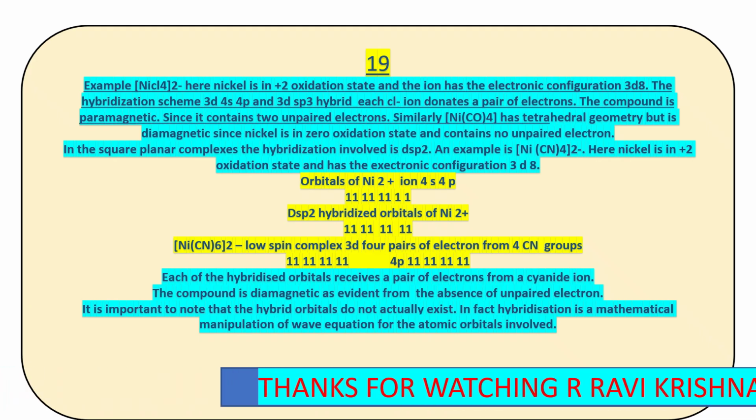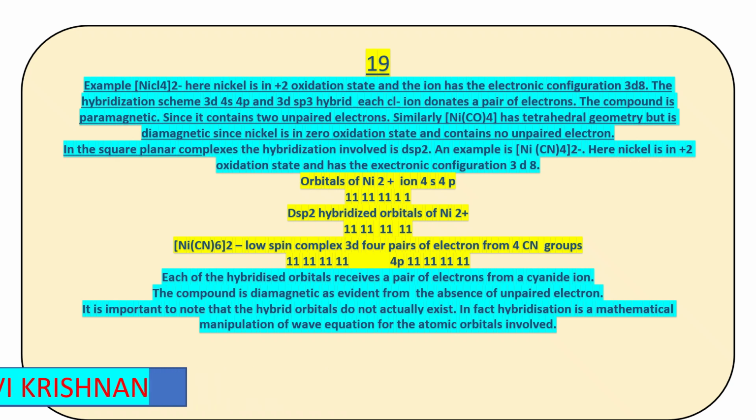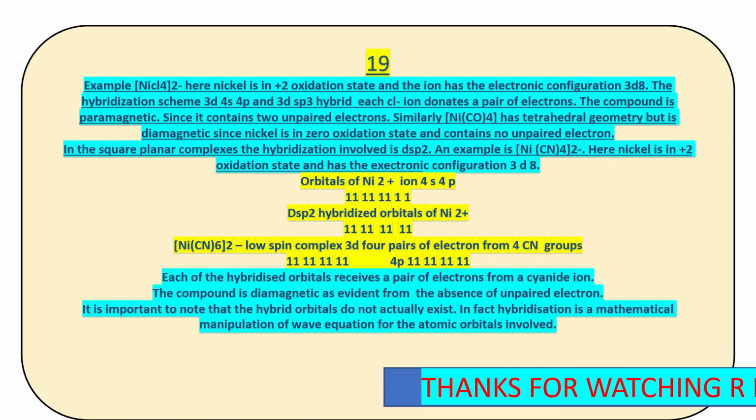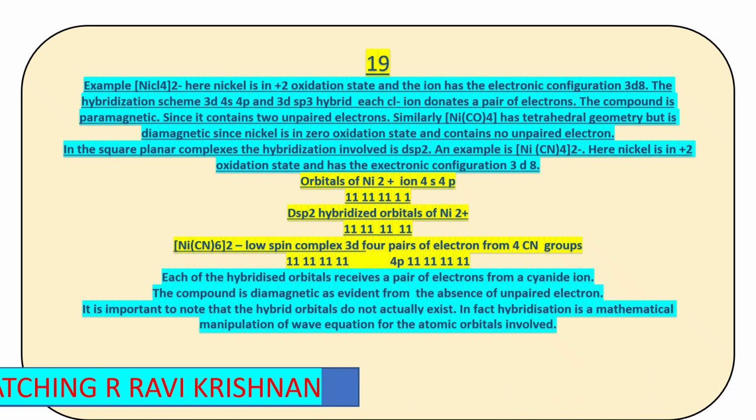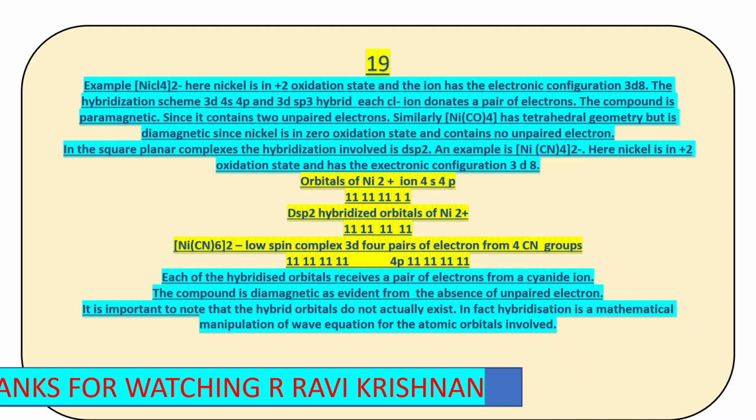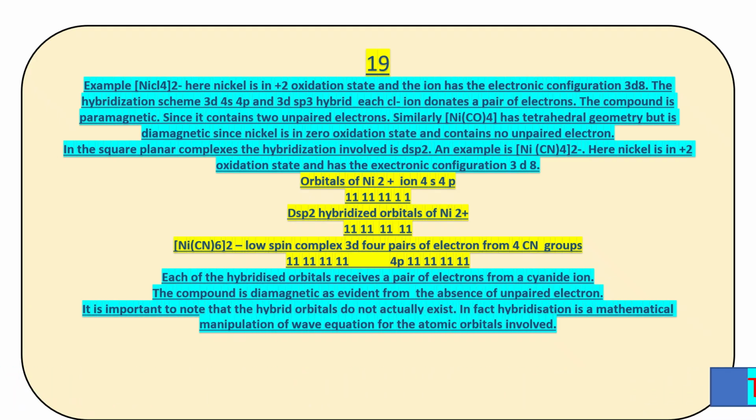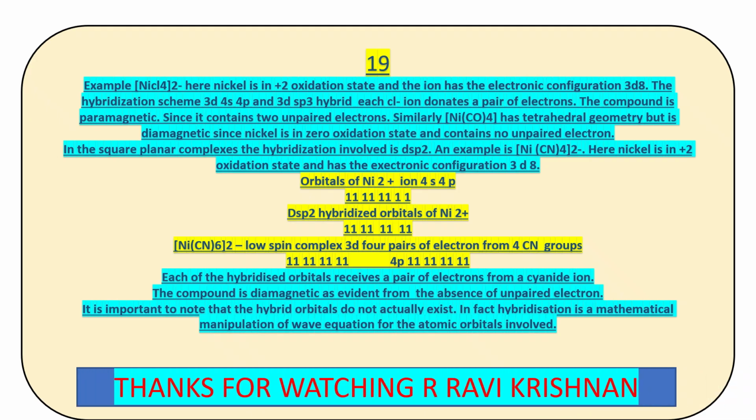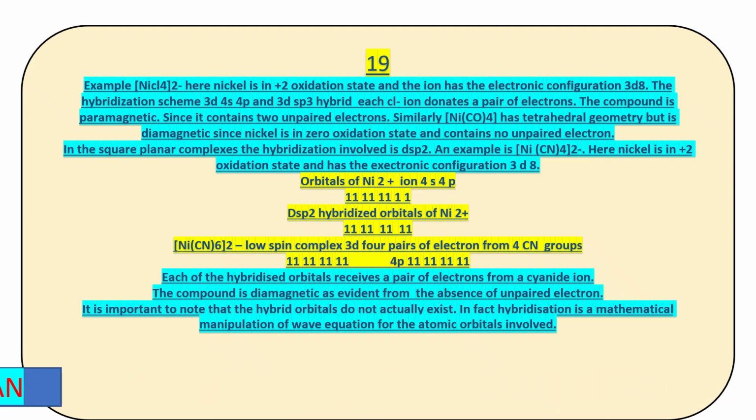Example, tetrachloronickelate(II). Here nickel is in the +2 oxidation state and the ion has the electronic configuration 3d8. In the hybridization scheme, 3d, 4s, 4p, the sp3 hybrid orbitals each accept a pair of electrons. The compound is paramagnetic since it contains two unpaired electrons.